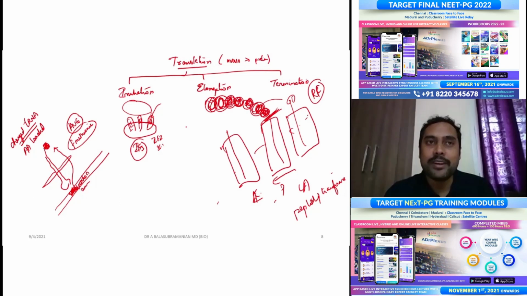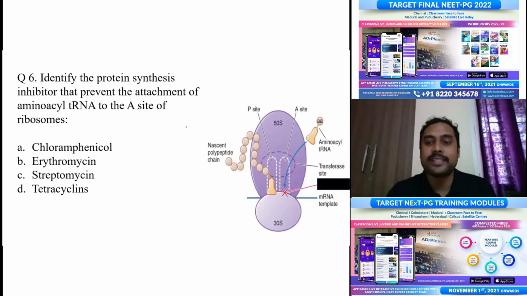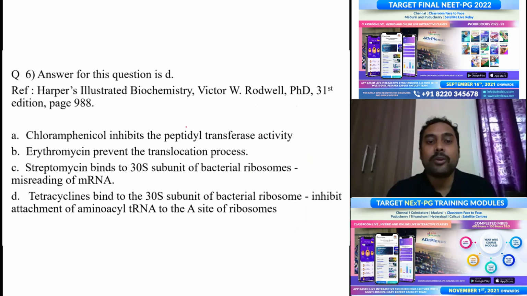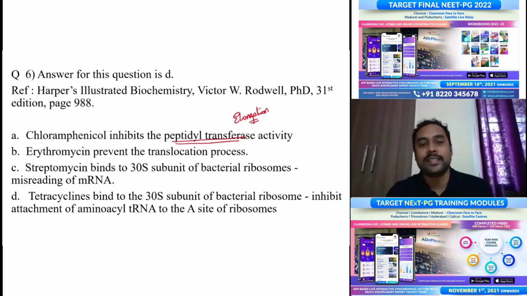Now the antibiotics which we use mainly keep targeting only these steps of translation. If you want to inhibit, it will prevent any part of this mechanism, so that it will start working against them. So what are the four antibiotics they have given? Chloramphenicol, erythromycin, streptomycin, tetracyclines. Basically, chloramphenicol inhibits the peptidyl transferase activity. So chloramphenicol inhibits peptidyl transferase. It acts on the elongation step.